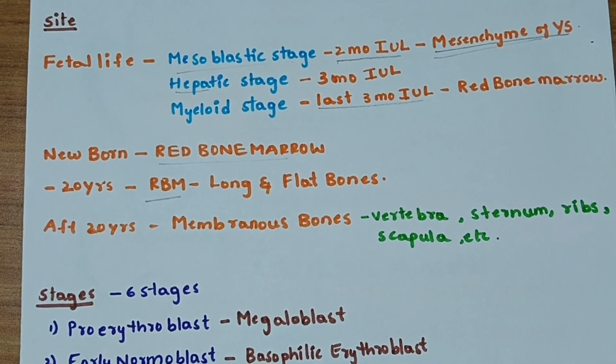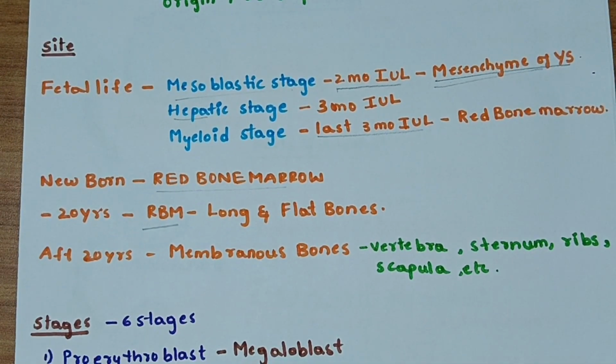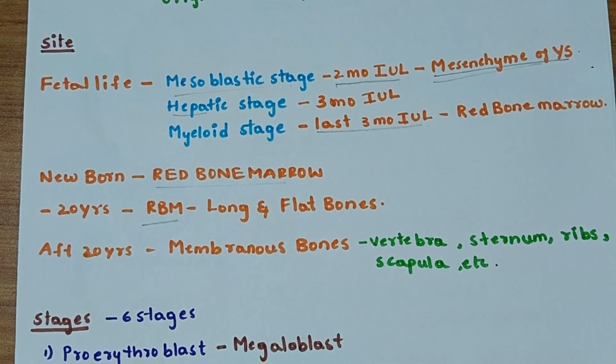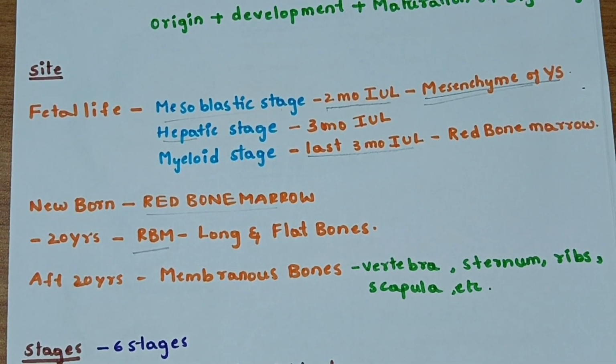After 20 years, the RBCs are produced only from membranous bones. What are the membranous bones? These are the vertebra, sternum, ribs, scapula and so on. So these are the sites where RBCs are produced at different stages of the lifespan.